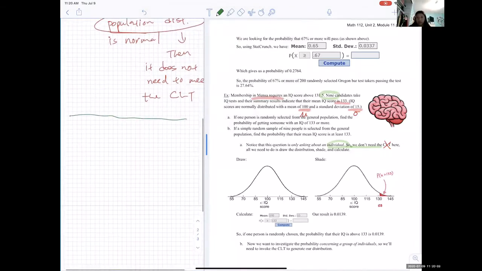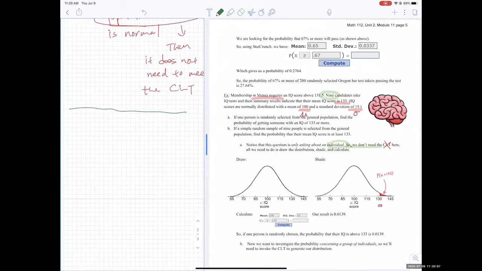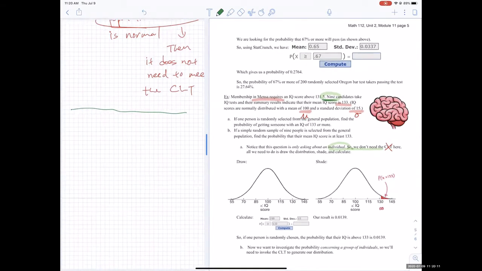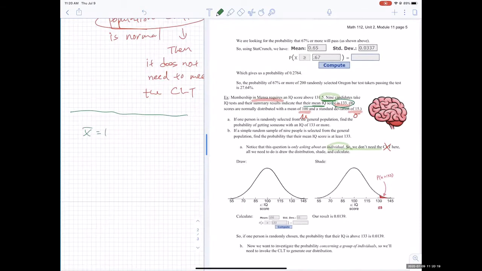100? Nope. Sample mean. So it says the 9 candidates take the IQ test and their summary result indicates their mean of 133. Your sample mean is 133. Okay, so far so good. And your new standard error is going to be 15 divided by the square root of 9, which is your new standard deviation. 15 divided by 3 gives me 5. So those are the two pieces of information that we'll need.